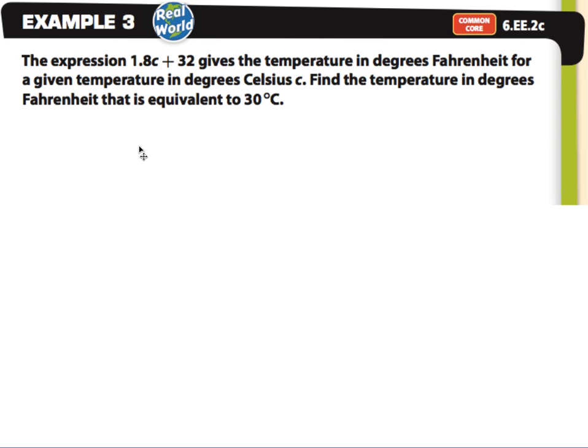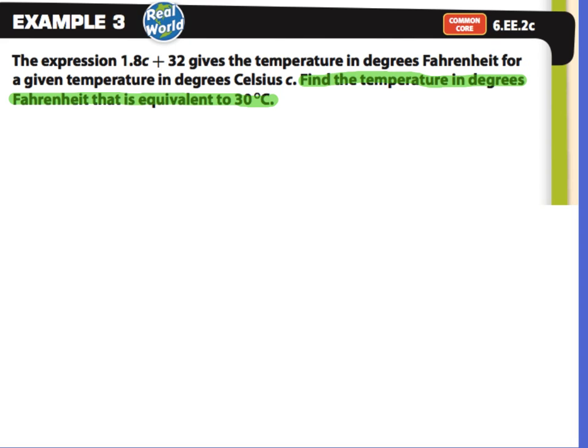Find the temperature in degrees Fahrenheit that is equivalent to 30 degrees Celsius. So the question here, or what we're asked to do, is find the temperature in degrees Fahrenheit that is equivalent to 30 degrees Celsius. My important numbers: 30, and then of course 1 8/10 Celsius plus 32.